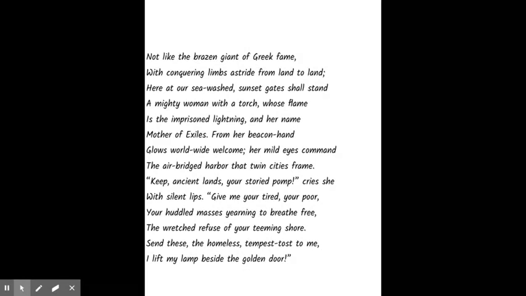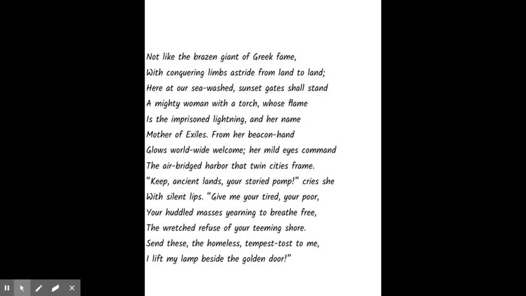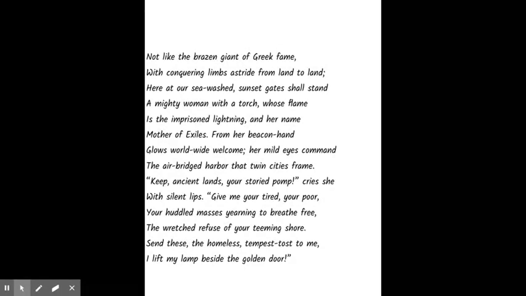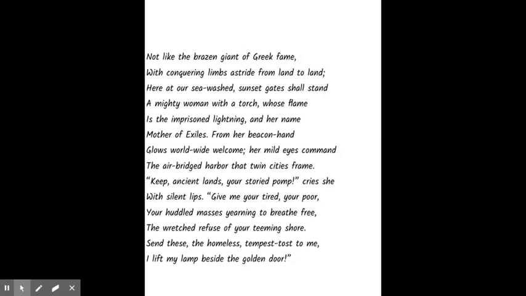But at the base of the statue, there are these words: give me your tired, your poor, your huddled masses yearning to breathe free. So she's saying, we welcome everyone. We welcome the downtrodden. We welcome the poor. We welcome the sick. We welcome the unemployed. We welcome everyone with open hands and open hearts. Your huddled masses. Anybody's welcome in America.